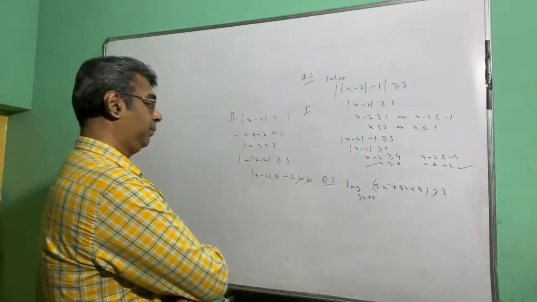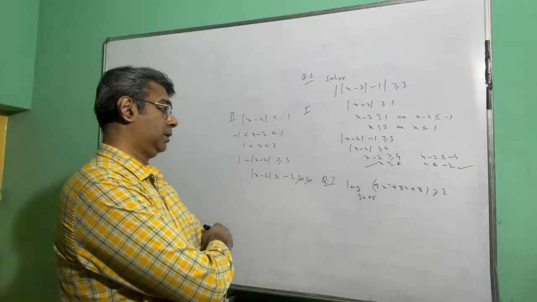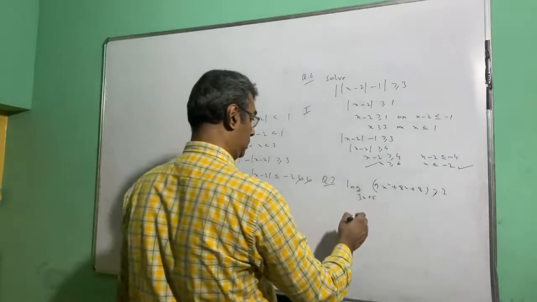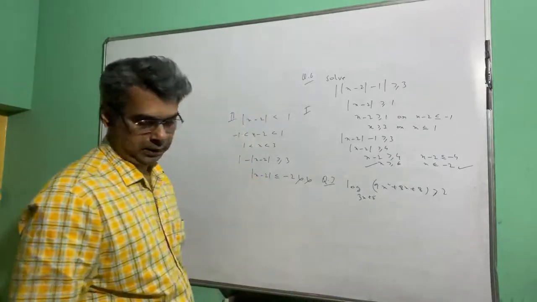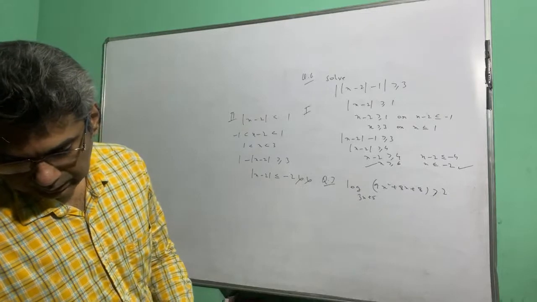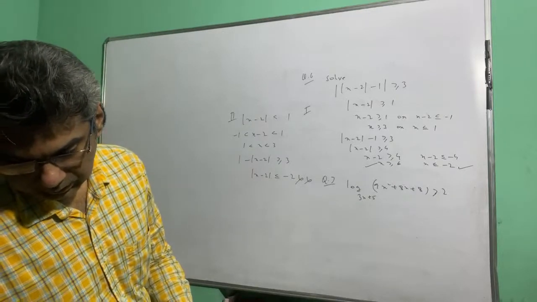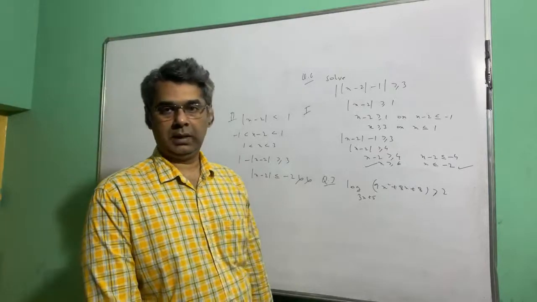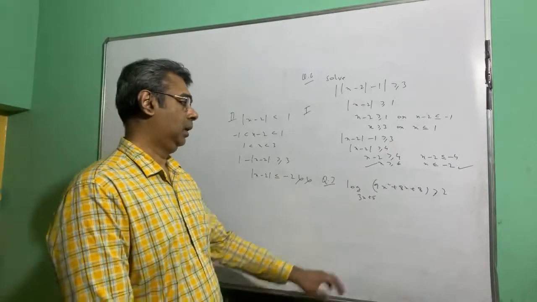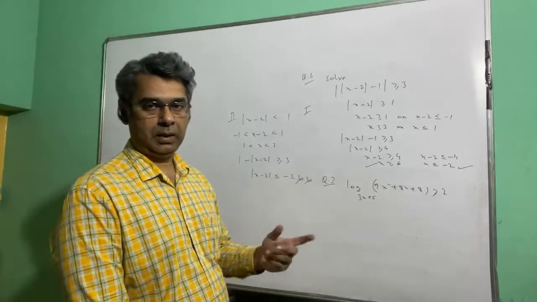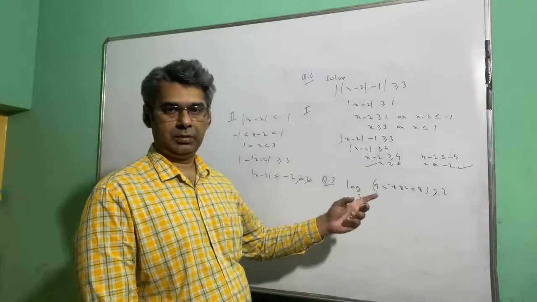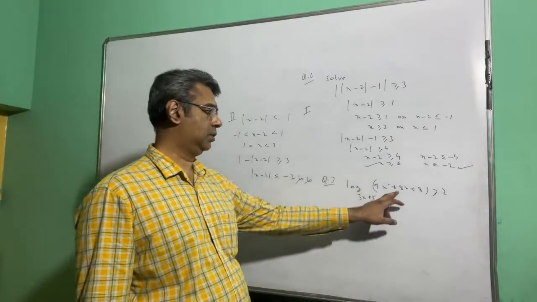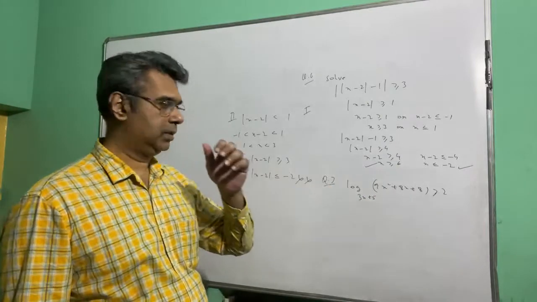Okay, next question. Solve log of 9x square plus 8x plus 8 to the base 3x plus 5 is greater than 2. You have to solve this inequality. Now, the thing is, for any logarithm, there are three conditions. The number whose logarithm you are taking has to be positive. The base has to be positive. The base cannot be 1. There are total three conditions. This number has to be positive, this base has to be positive, and the base cannot be 1.